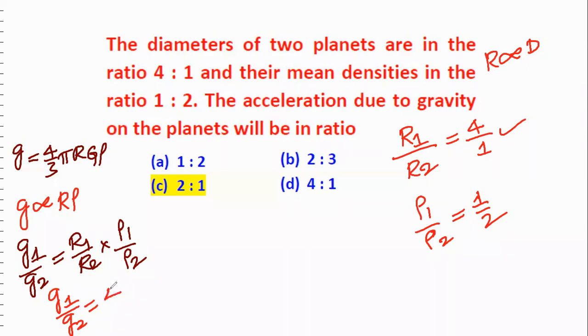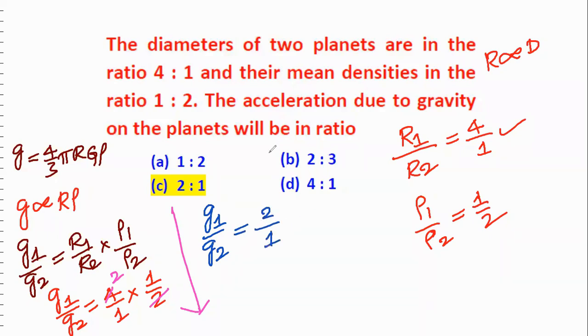R1 by R2 is given as the ratio 4:1, and the densities ratio rho1 by rho2 is given as 1:2. In the numerator and denominator, the 2 cancels in 4, 2 times. Therefore, we will get g1 by g2 is equal to 2:1. Therefore, option C is correct.